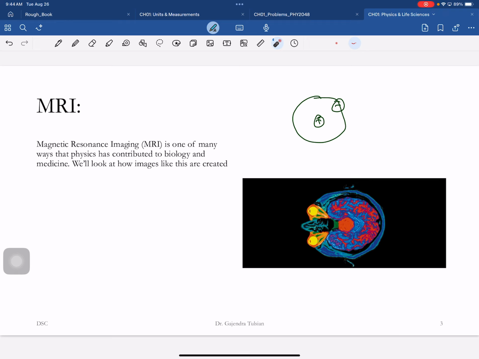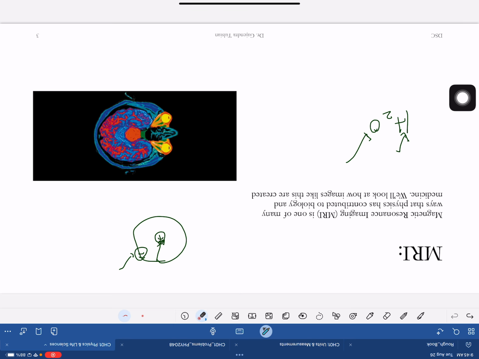And do you have hydrogen atoms in your body? Yes. So H2O, we are essentially a bag of water. Every water molecule has two hydrogen atoms. And this is a proton, this is an electron. Every proton is spinning, and magnetic resonance imaging uses those protons. Those hydrogen atoms are everywhere, and we'll see how this image is taken.